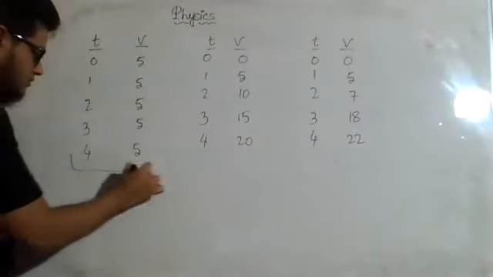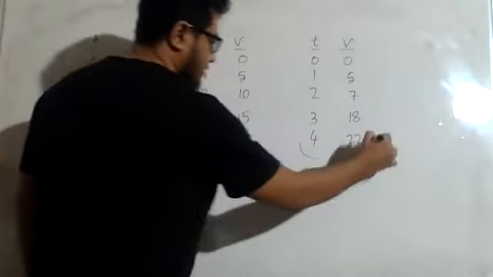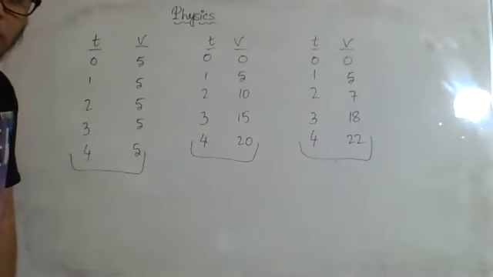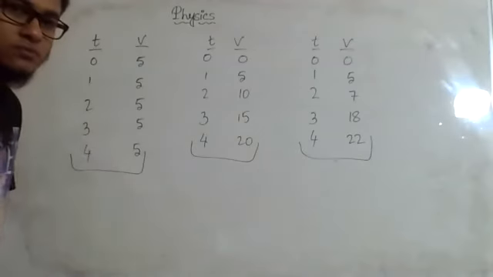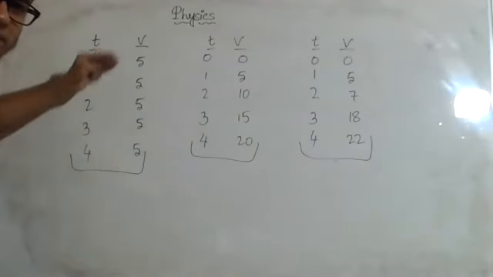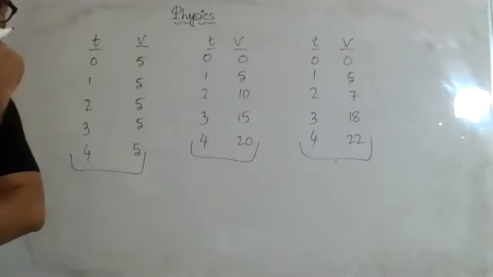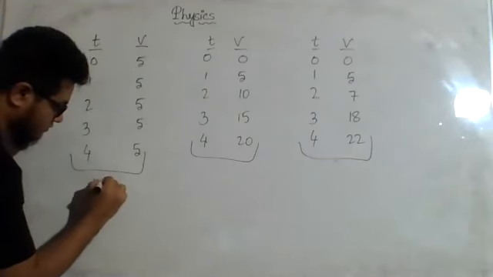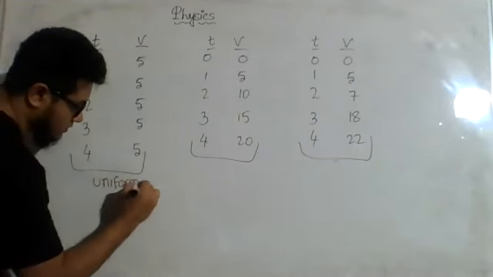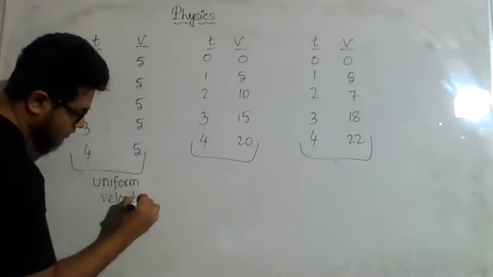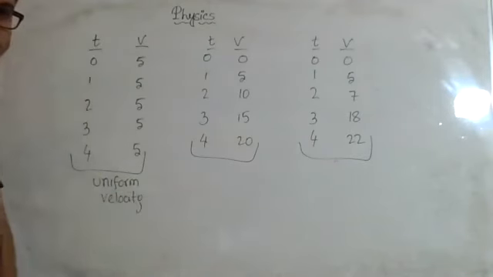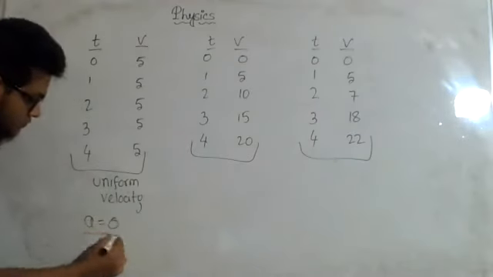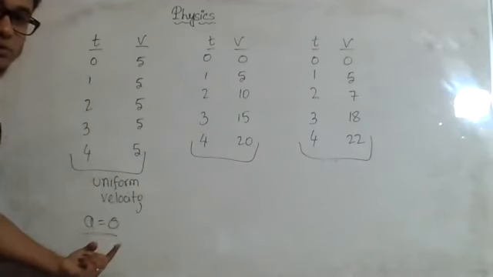Three cases: case 1, case 2, case 3. Let us study these three cases. What does the first case tell you? With respect to time, is the velocity changing? No. The velocity is not changing, so it is uniform velocity. What is the value of acceleration here? 0. Very good. Acceleration is 0 because velocity is not changing.